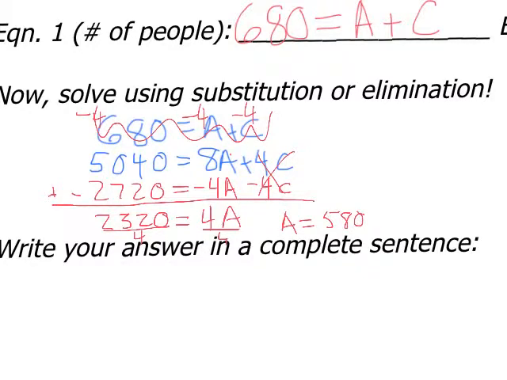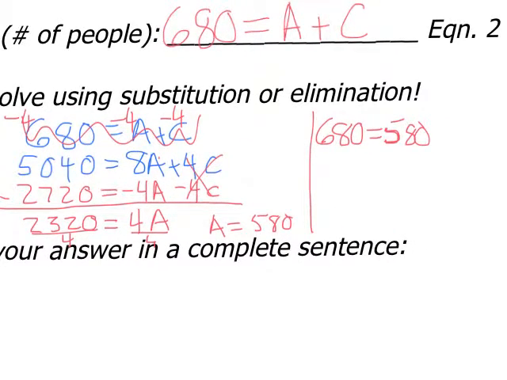So what does that mean? What does A equals 580 mean? 580 adults, right? Because A is the number of adults. I also need the number of children. So I'll use one of my two original equations. I'll just use this one that's showing on the board. 680 equals 580 adults plus C. So just subtract 580 from both sides and it looks like C equals 100.